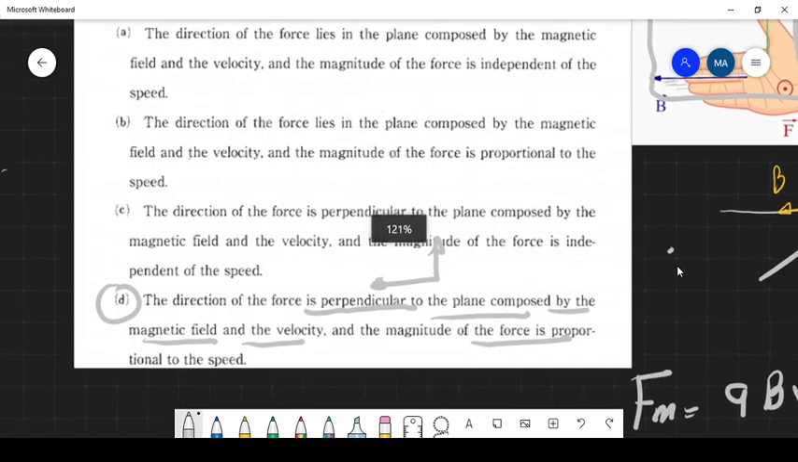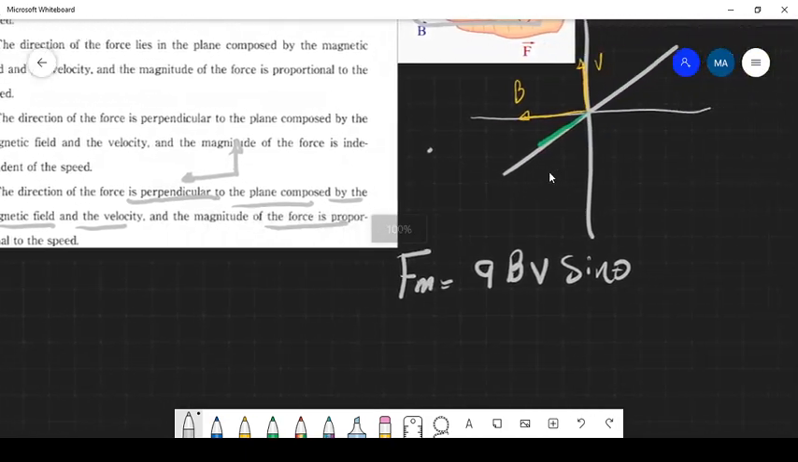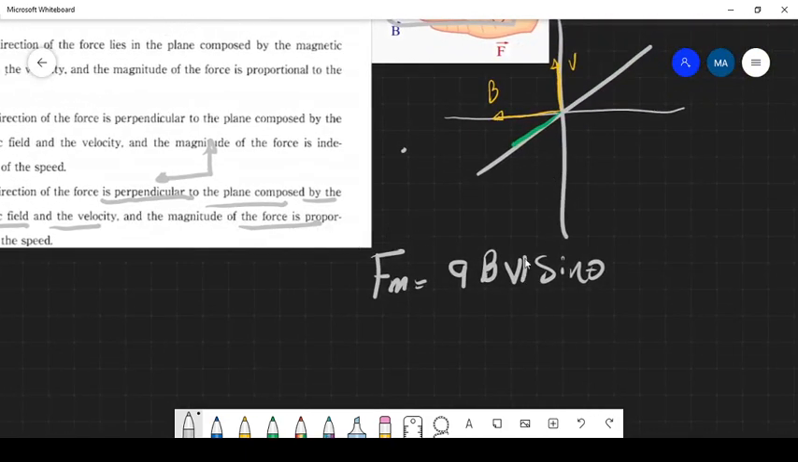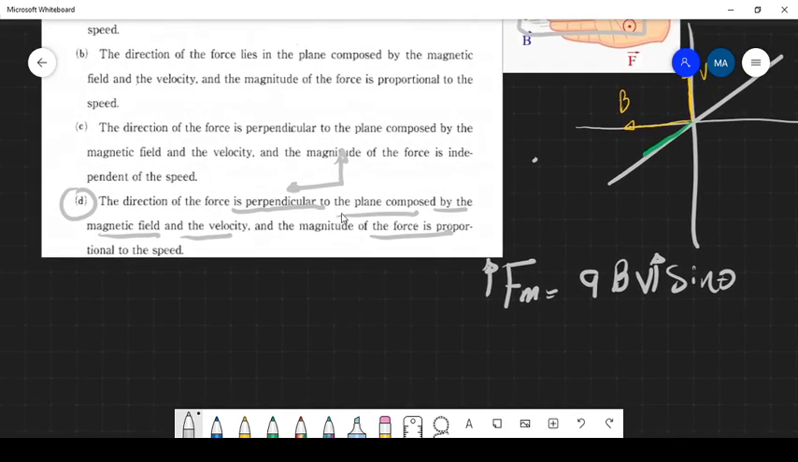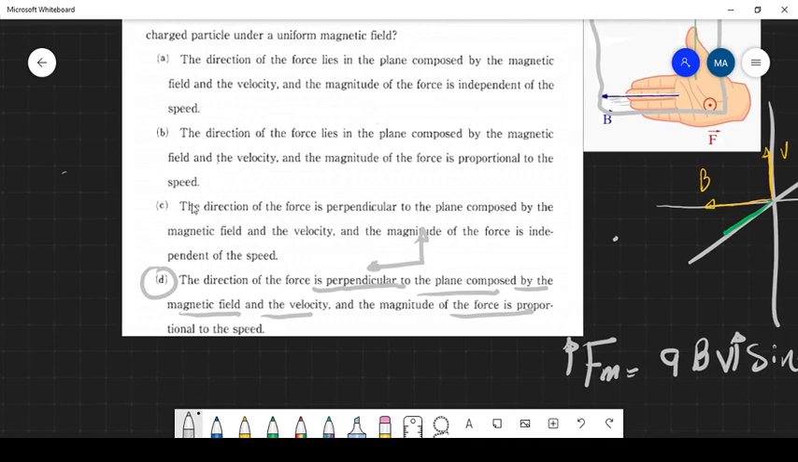So it makes sense that if V is faster, then your magnetic force is higher, okay? It is proportional to the speed. So this is the right answer, okay? Now C, the direction of the force. Let's just use C as an example to show what's wrong with it.